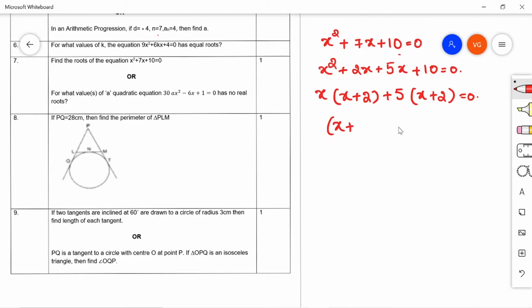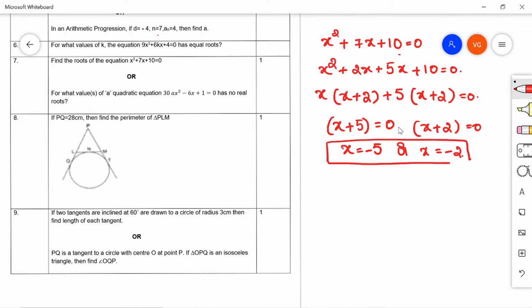So x plus 5 is equal to 0 and x plus 2 is equal to 0. So x is equal to minus 5 or x is equal to minus 2. So x is equal to minus 5 or minus 2 are the roots of the equation. Do it and put a box around it.